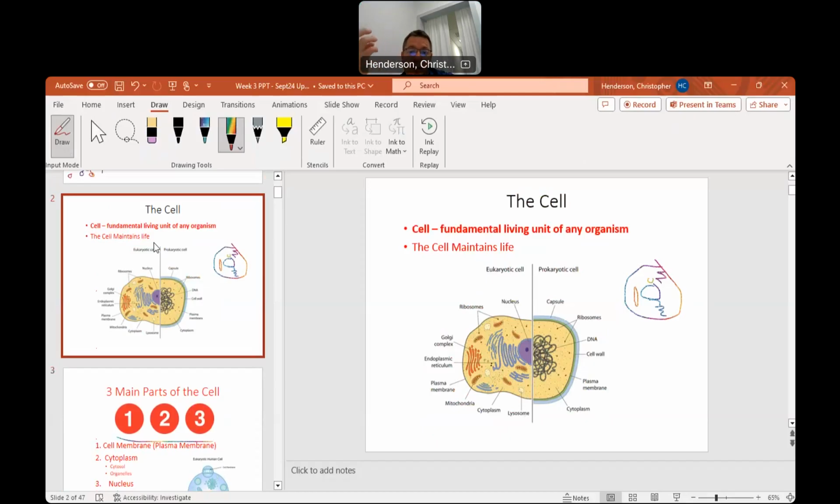The prokaryotic cell can basically live on its own. It can be a single cell. Most of our cells, they don't live alone. They rely on other cells to allow it to function. So make sure that you can go through and tell the differences.